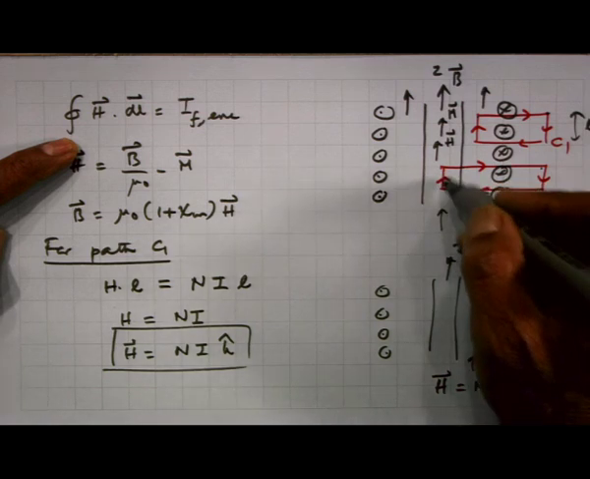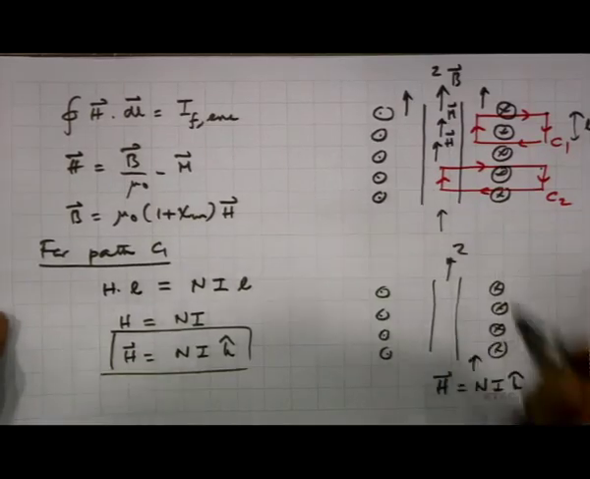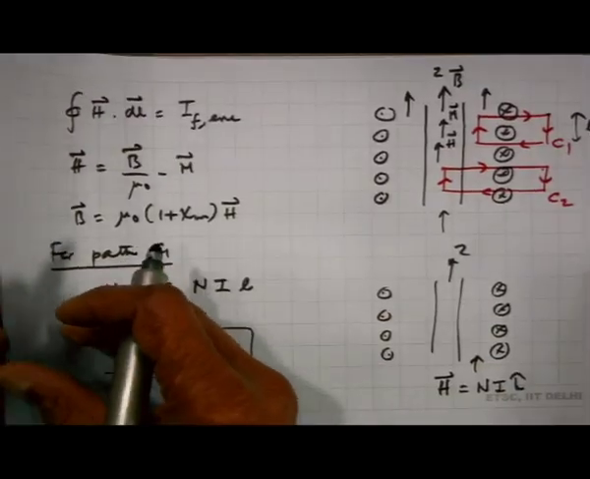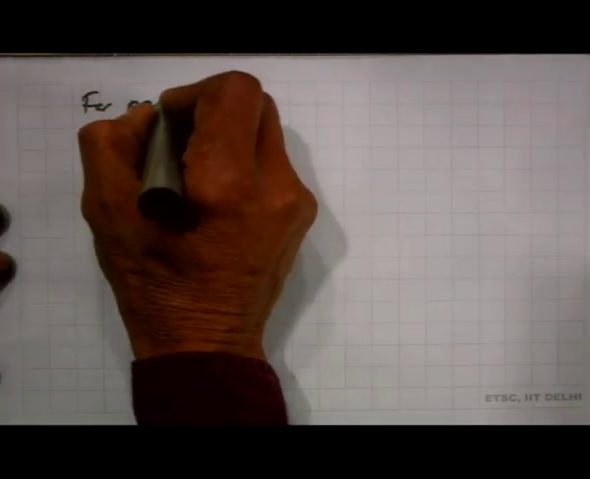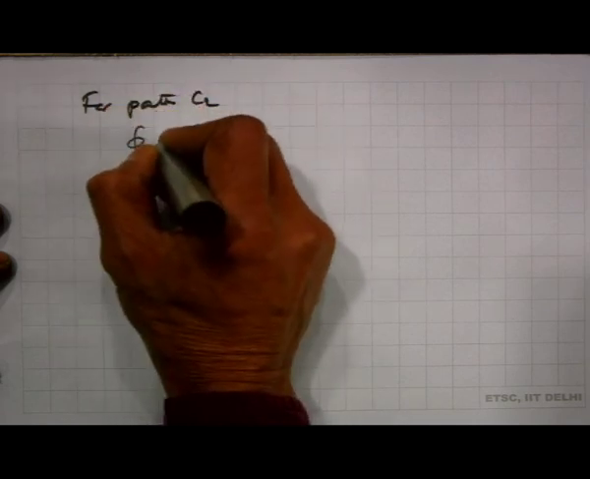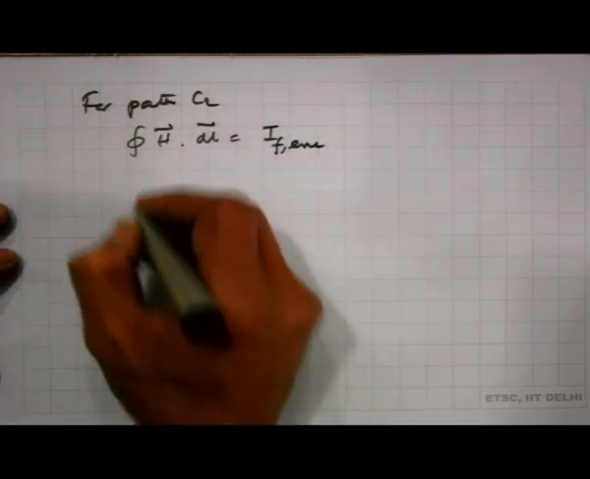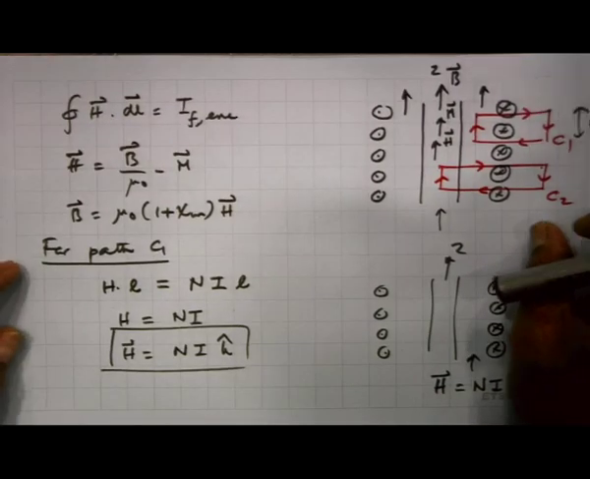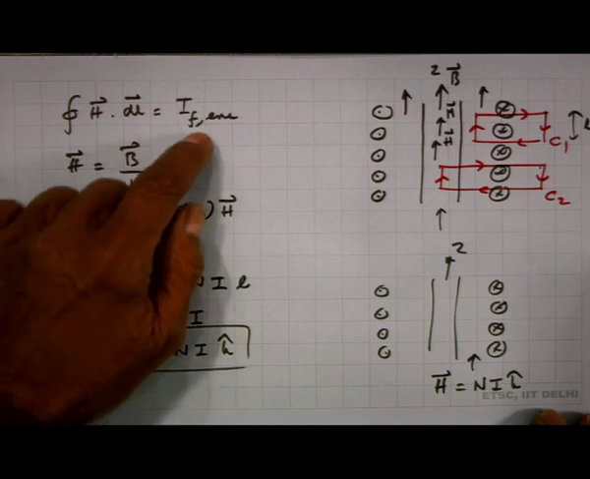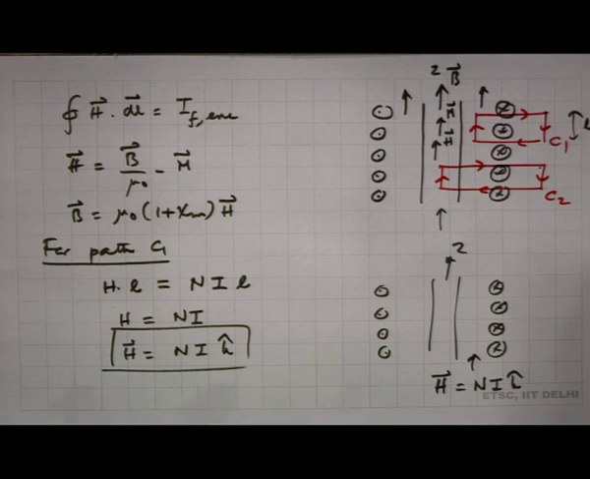So if I call H as, let me call it H prime here. So if H prime is the H vector within the medium, so for path C2 I apply the same equation, the closed integral of H dot dl is equal to I free enclosed. So I will get H prime into L is equal to what is the total current enclosed. Now please remember, in the right hand side of this equation I only have the free current, the conduction current, the current that I am passing through the wire.